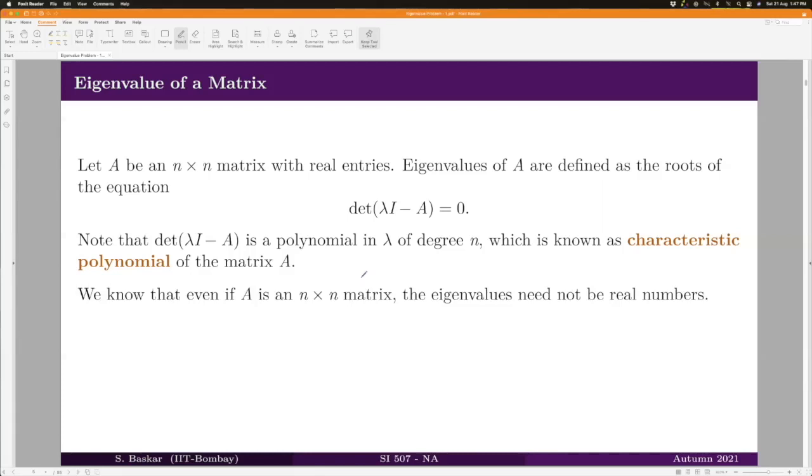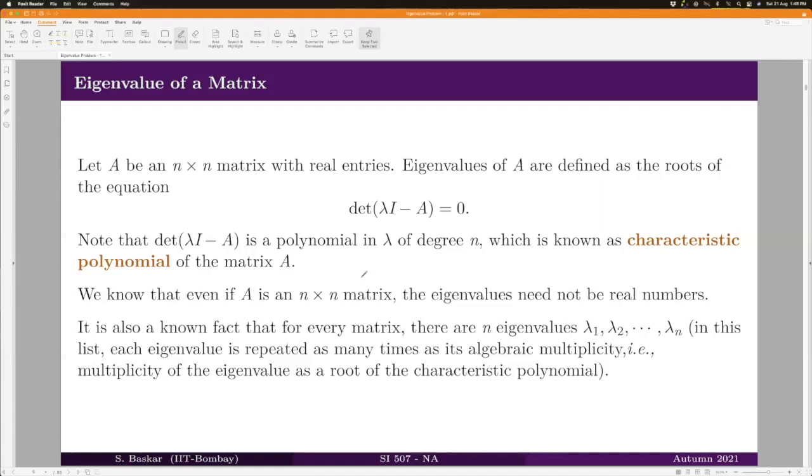Generally, the roots of these polynomials need not be real. They can be complex numbers. It is also known that for every matrix, we have n eigenvalues. Some may be repeated according to their algebraic multiplicity.